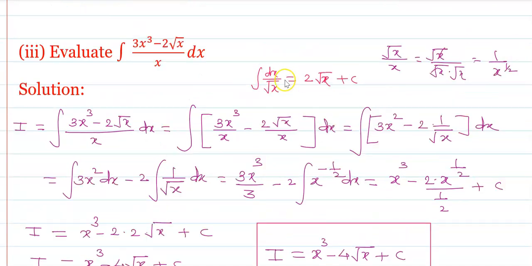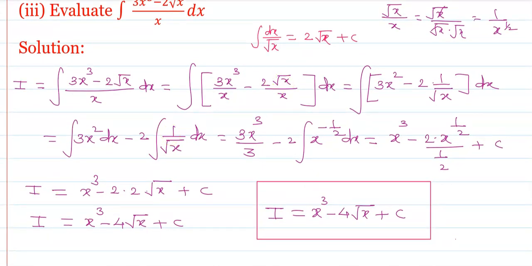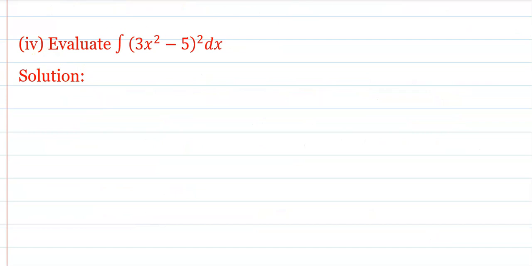Okay. Now the next problem. Next integral I is equals to integral in bracket 3x square minus 5 bracket square into dx.